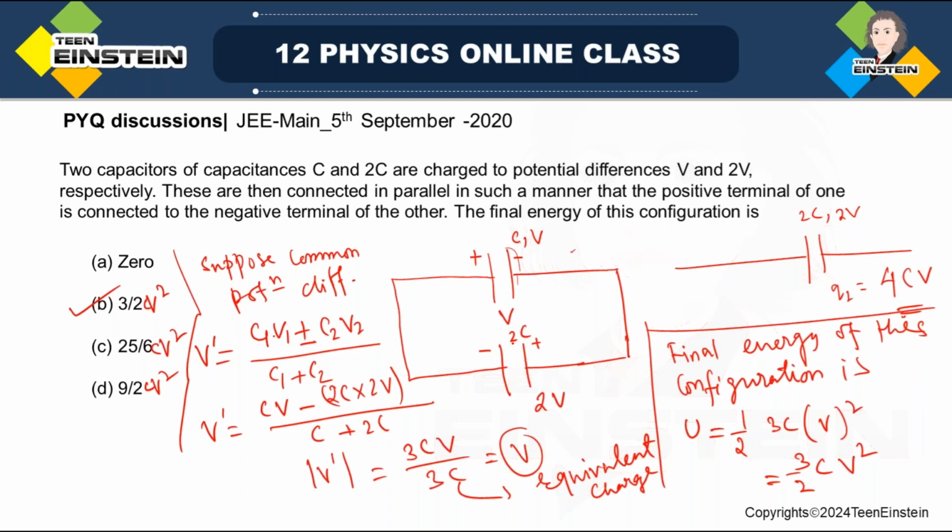And also we have seen that the sign in this case, since they are connected positive to negative and negative to positive, will be minus here. C1 V1 plus C2 V2 divided by C1 plus C2; instead of plus, we'll write minus. This is where the turning point lies: what to take for the charge and what to take for the formula of the common potential.